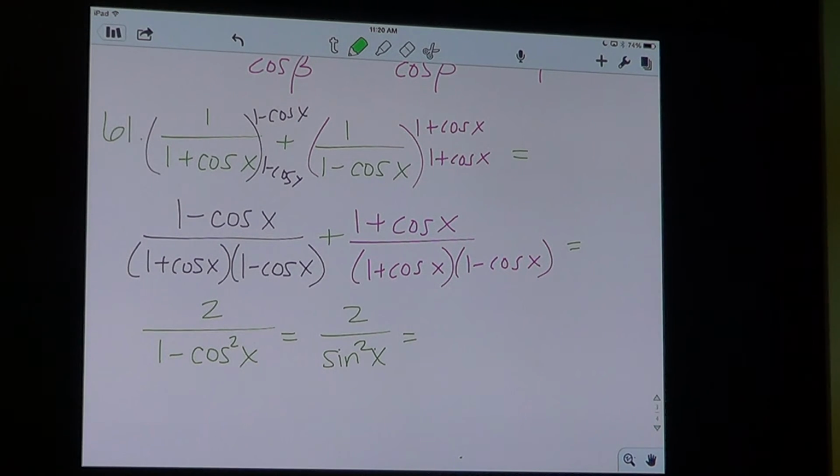So that would be what? Could you still do cosecant? Yes, 2 cosecant squared x.